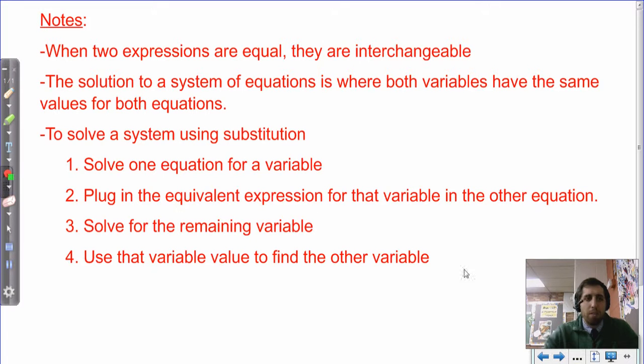So let's look at the notes. When two expressions are equal, they are interchangeable. So just what we were just describing. So if x equals something, then we can replace x with it. The solution to a system of equations is where both variables have the same values for both equations.